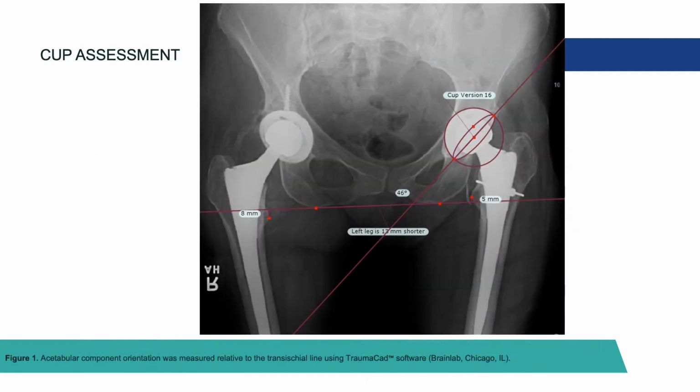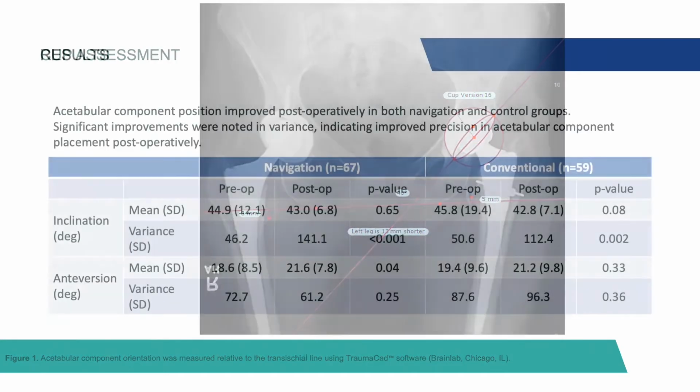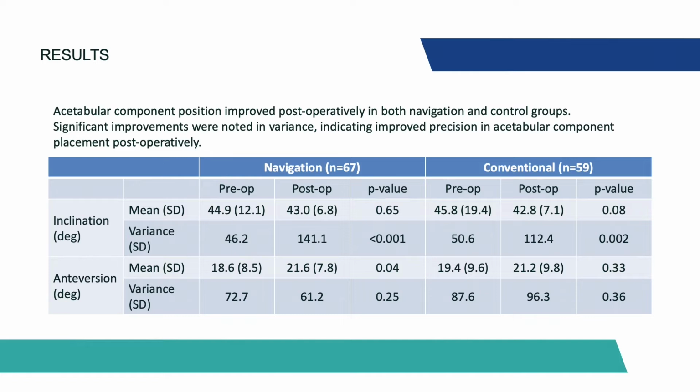Now our cup assessment was not done on the screen. Our cup assessment was done radiographically postoperatively, and we used the TraumaCAD software from BrainLab in order to determine our component version and inclination. So results: acetabular component position improved postoperatively in both the navigation and control groups.